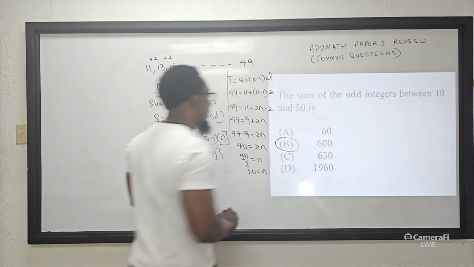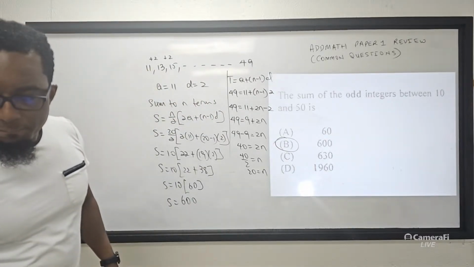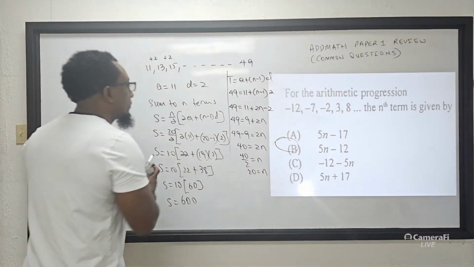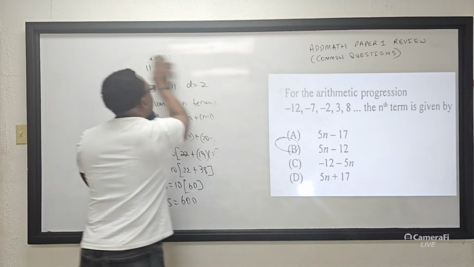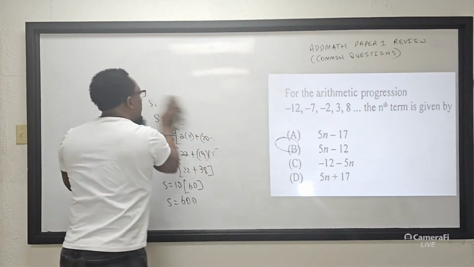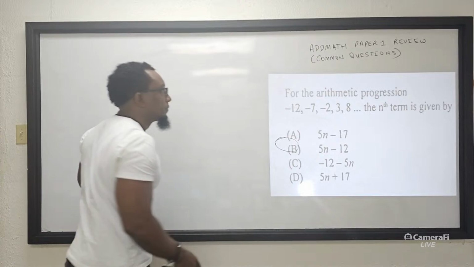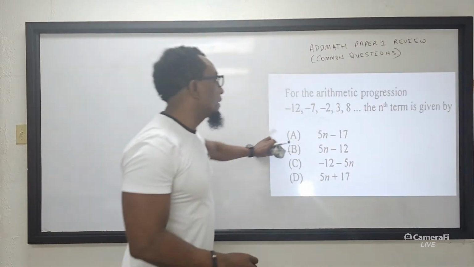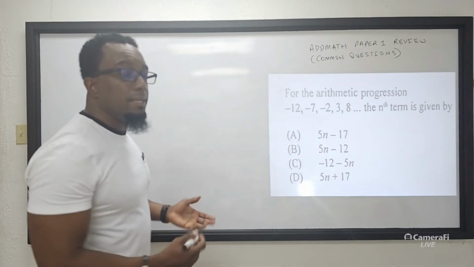Okay? So let's look at another common question. For the arithmetic progression negative 12, negative 7, and so on, the nth term is given by what? What is the nth or last term?